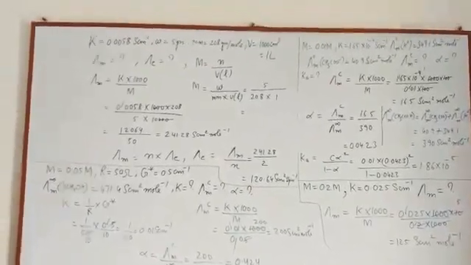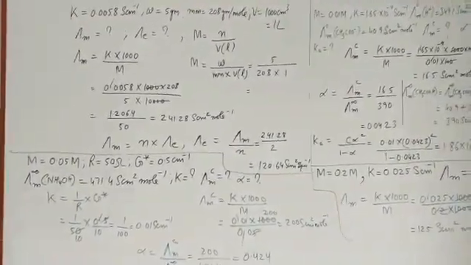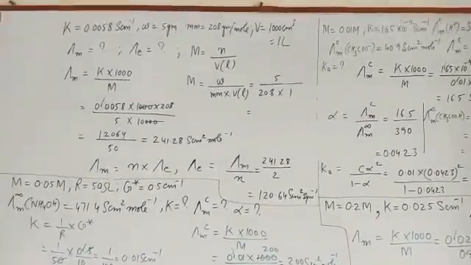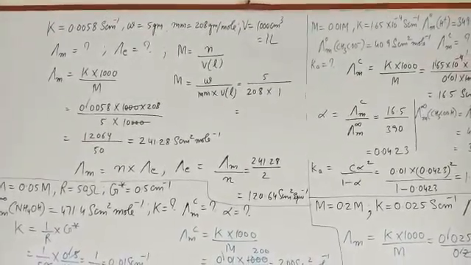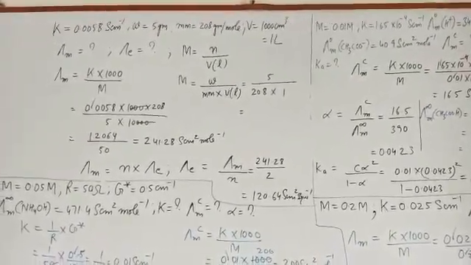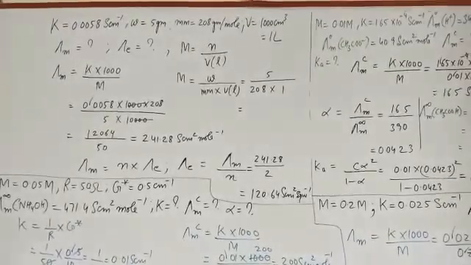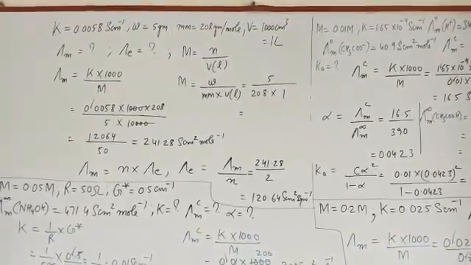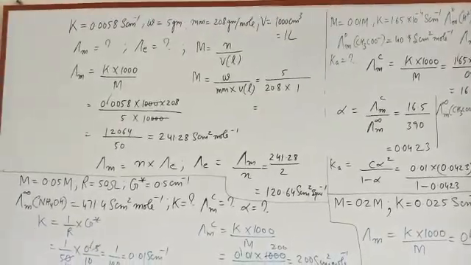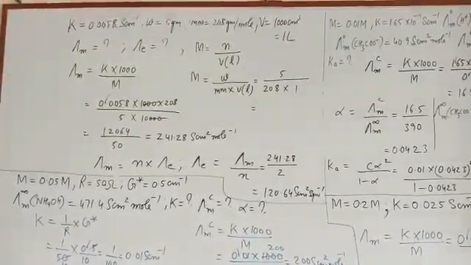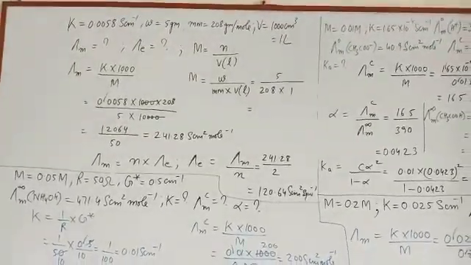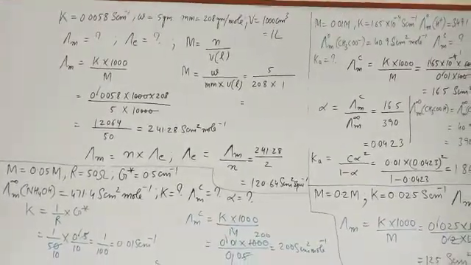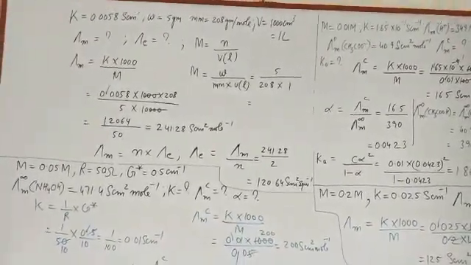So according to the question, the information given is specific conductance, that is kappa, 0.0058 Siemens centimeter inverse. Weight of solute, that is barium chloride, is 5 gram. Molar mass of solute is equal to 208 gram per mole. Volume is equal to 1000 centimeter cube, that is equal to 1 liter. And we have to find out the molar conductance and equivalent conductance.